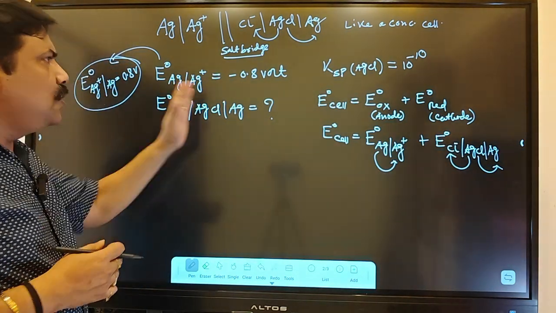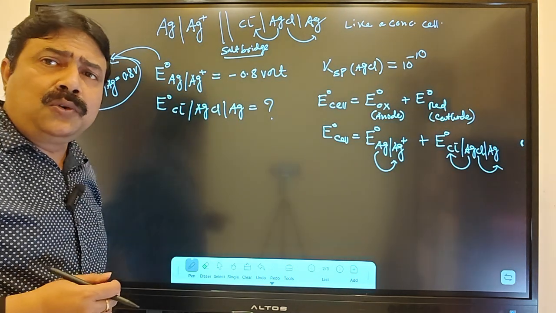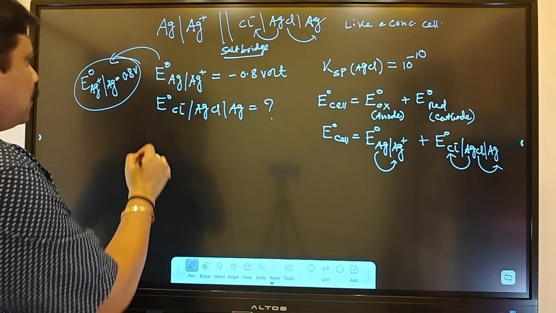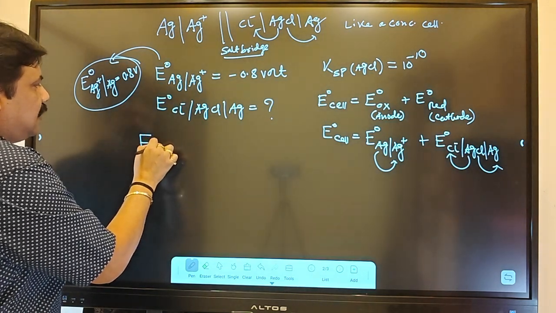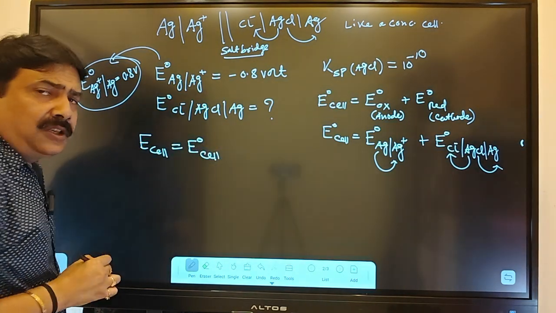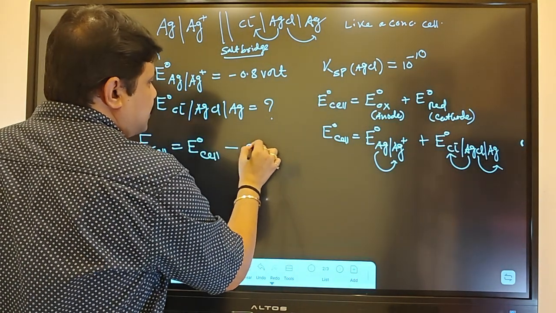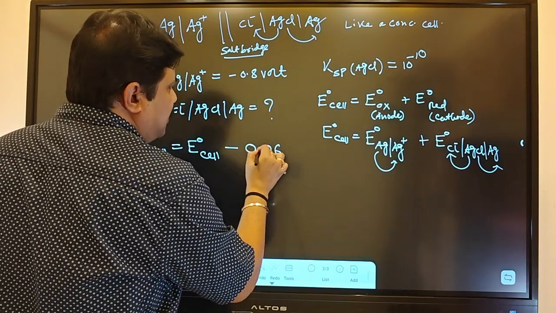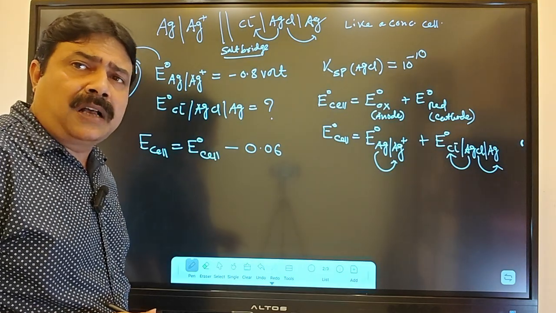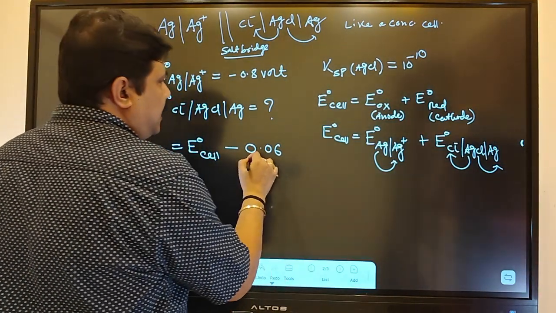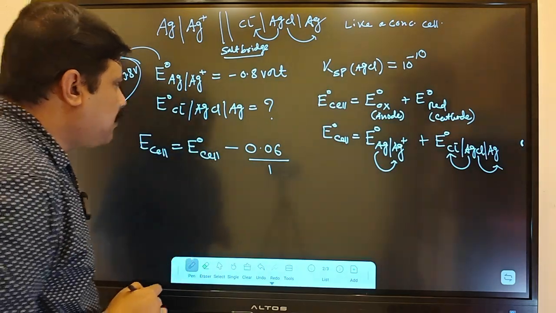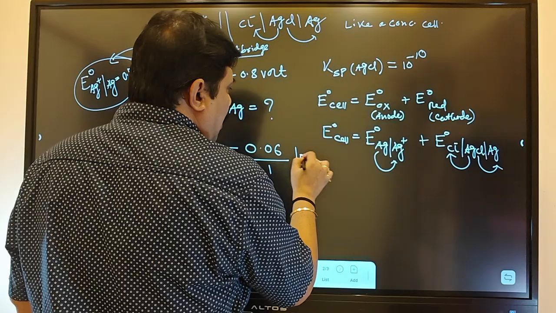Now if I know all those points, then I can solve this problem very easily and in a very elegant manner. So now we are writing E cell equals E naught cell, simply the Nernst equation. E cell will be equal to E naught cell minus 0.059, I can write 0.06, by n. n is the number of moles of electrons involved either in the oxidation process or in the reduction process. So here n equals 1. That's why E cell equals E naught cell minus 0.06 log of Q.